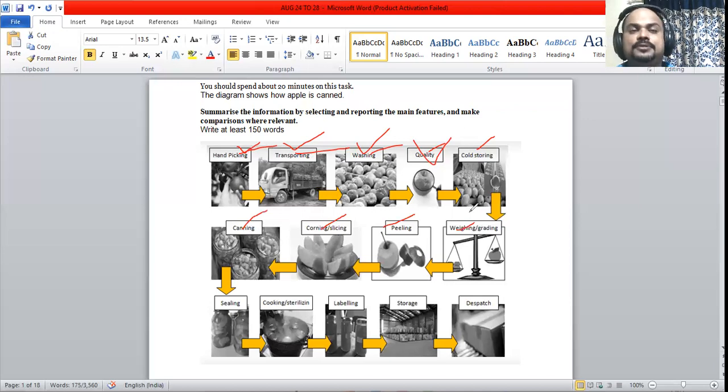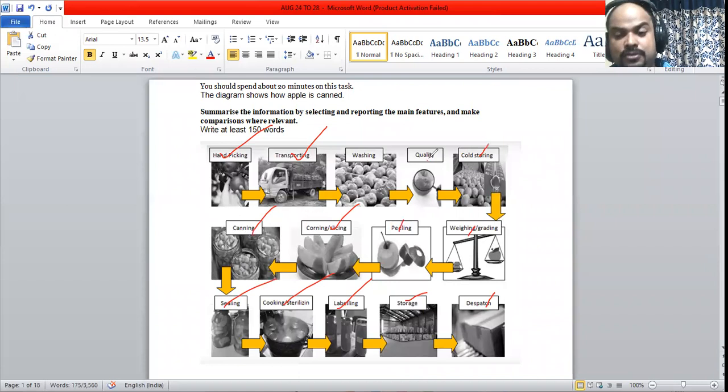But normally in a process diagram, you won't be having any of this vocabulary, so you need to interpret it. You need to arrange these things in sequence, as well as interpret them. In a normal process diagram, here you are very lucky. You have got the vocabulary there. The main verbs are all there: handpicking, transporting, coring, labeling, storage, dispatch, sterilizing, sealing, grading, peeling, canning, quality check, cold storage, washing, everything. Every main verb is there.